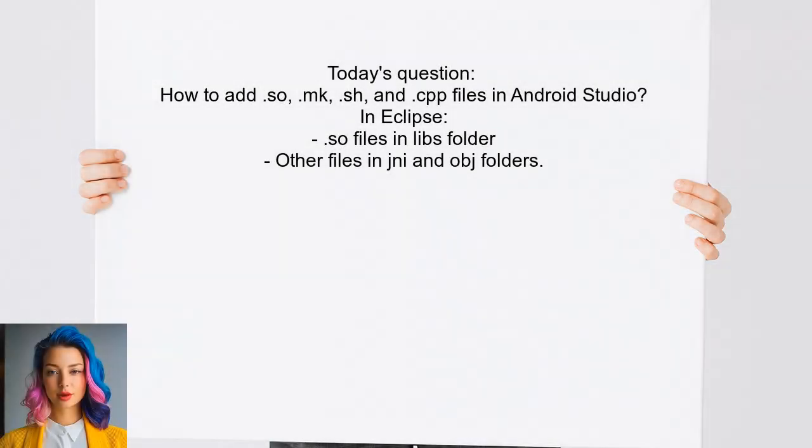Here's the specific question we're addressing today. A user asked how to add .so, .mk, .sh, and .cpp files in their Android Studio project. They mentioned that in Eclipse, .so files went into the libs folder, while other files were placed in JNI and obj folders. Let's dive into their setup and find a solution.